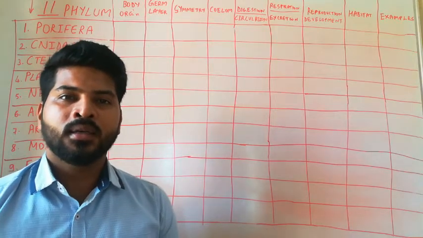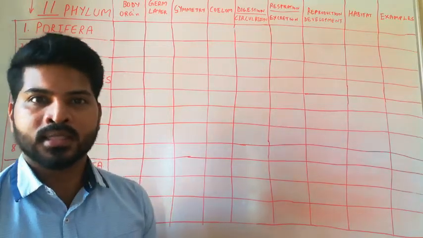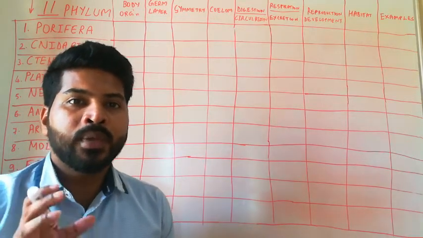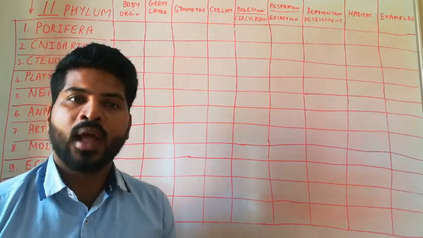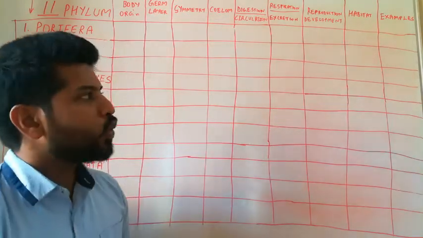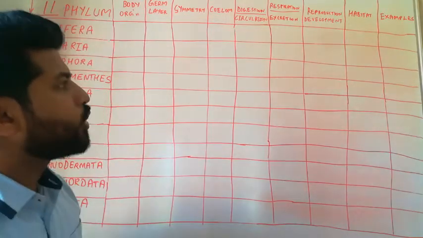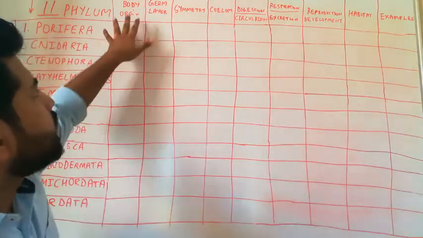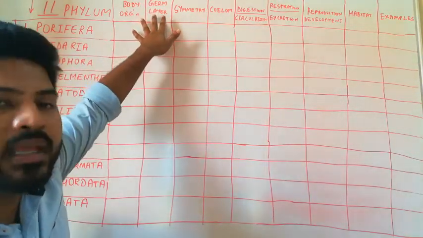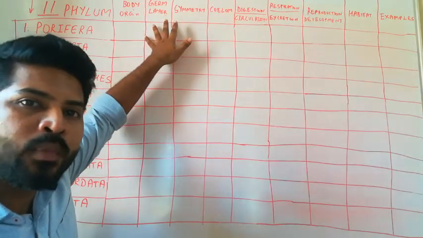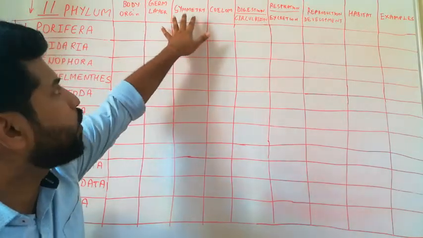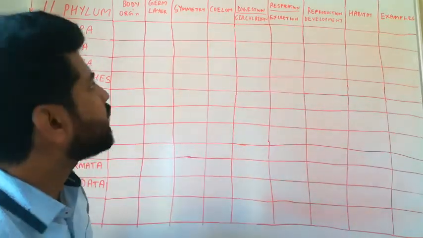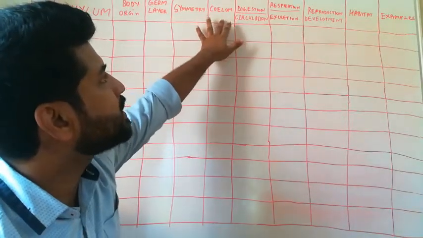Welcome back. In the previous session we started the lesson Animal Kingdom, wherein we discussed the basis of classification of the Animal Kingdom. We know that the Animal Kingdom can be grouped into different phyla based on their body organization, germ layers, that is whether they are diploblastic or triploblastic, and what the symmetry is: asymmetrical, radial symmetry or bilateral symmetry.